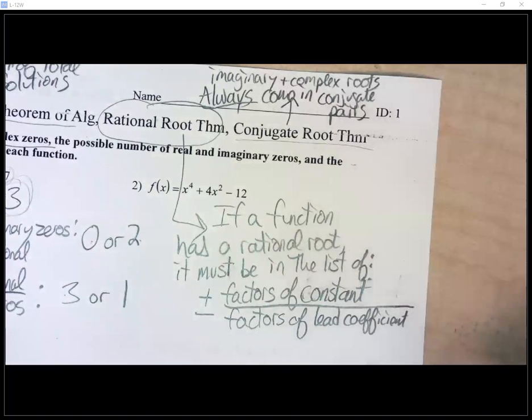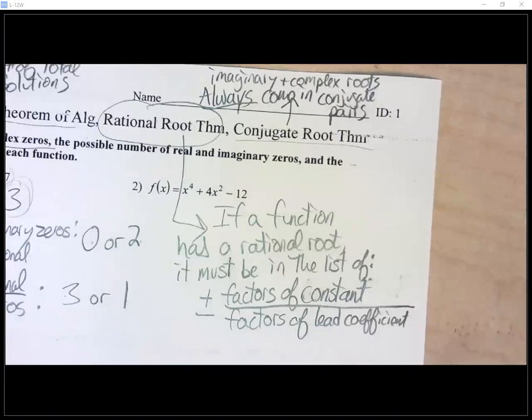Anyway, so everybody wrote this down. So let me explain what's even happening. I mentioned a moment ago, if there's going to be a rational solution, I can come up with a list of numbers and guarantee that if I know I'm going to have a rational root, it's in this list. So here's how you create this list.